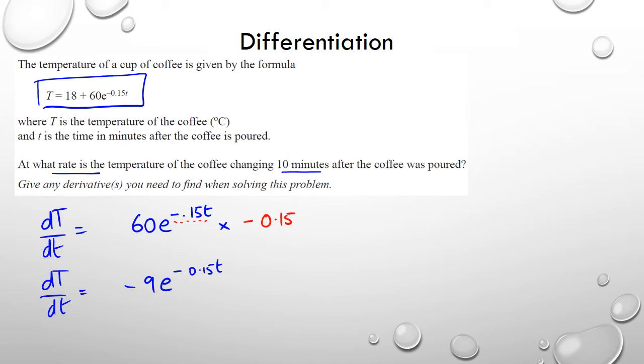That's your differentiated function. Now they're asking you for what the rate is after 10 minutes. So put t equals 10, and you work out what dT over dt is, which is negative 9e to the negative 0.15 multiplied by 10. When you work this out, you should get roughly negative 2. So the temperature of the coffee is decreasing by 2 degrees per minute.